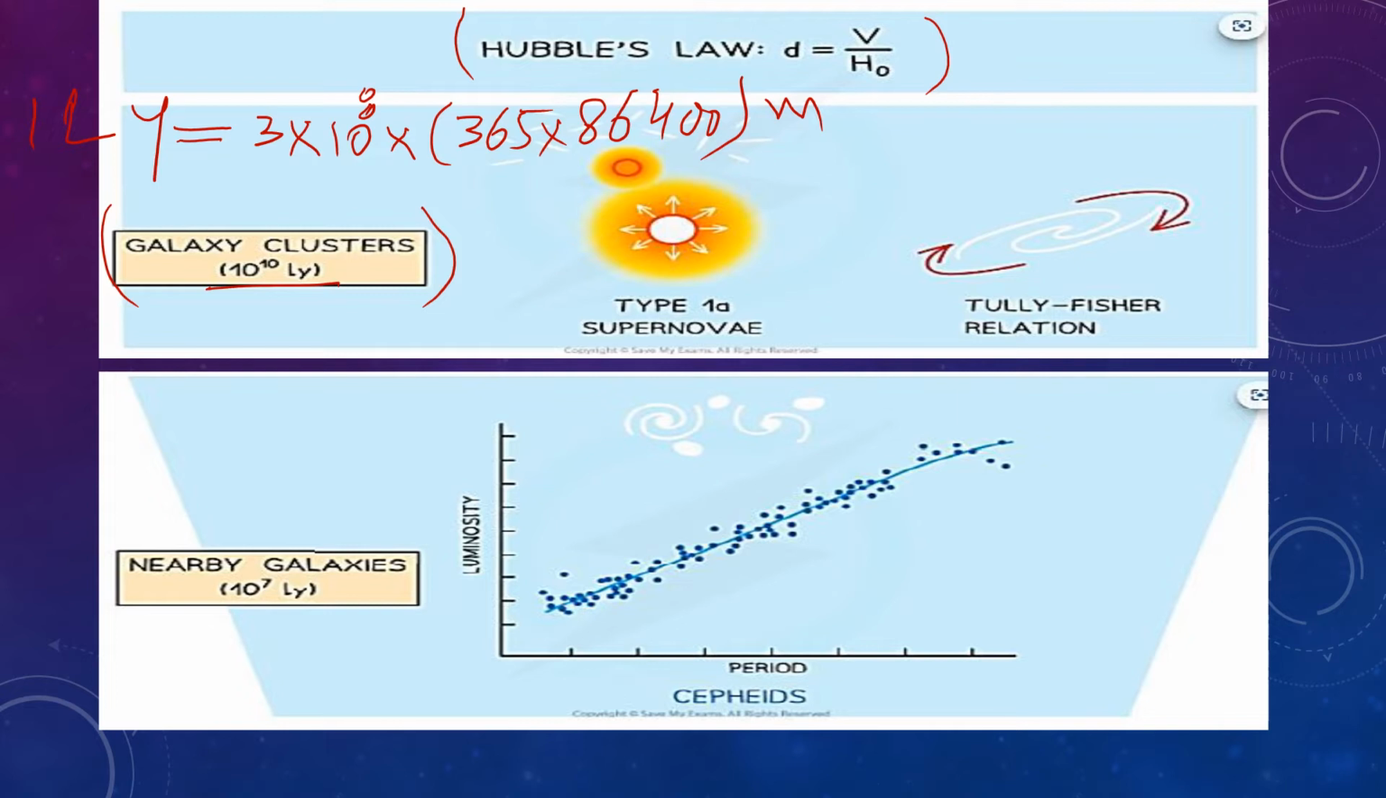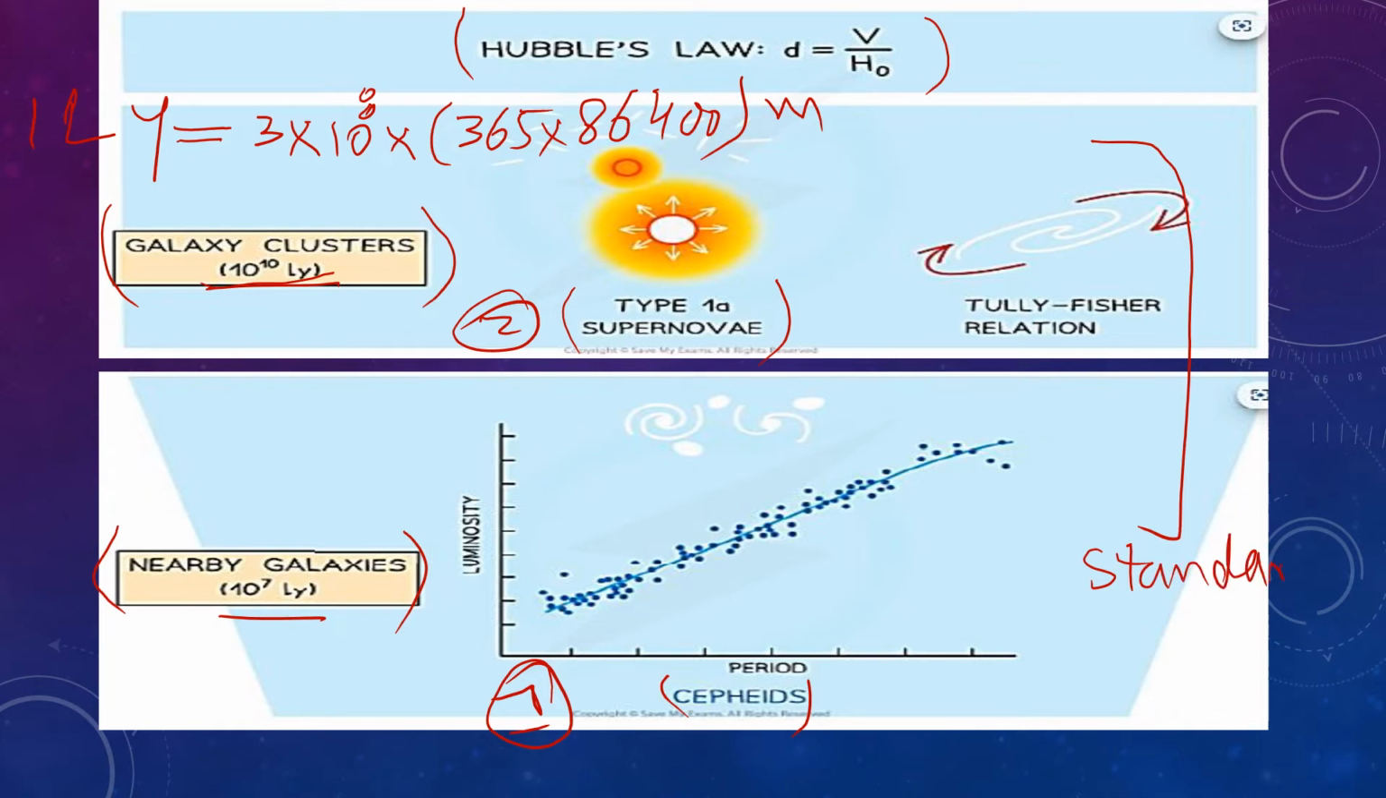Okay, so if you are measuring a distance of 10 to the power 10 light years, you have to use type 1 supernova, because that is used to measure the distance of any galaxy or star around the place where the supernova is happening. Then the second one is nearby galaxies, which is 10 to the power 7 light years. For that, we use the Cepheid variable. So this was the first method in the standard candle, and this was the second method in the standard candle. Actually, for both of them, you use the standard candle.